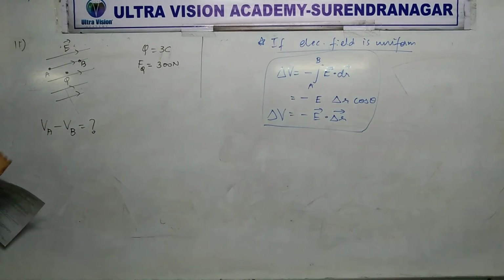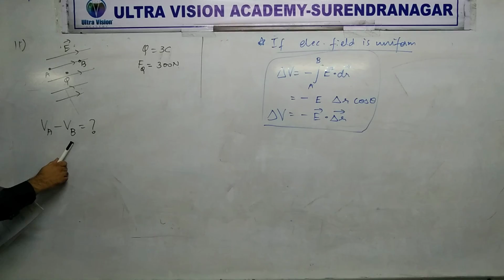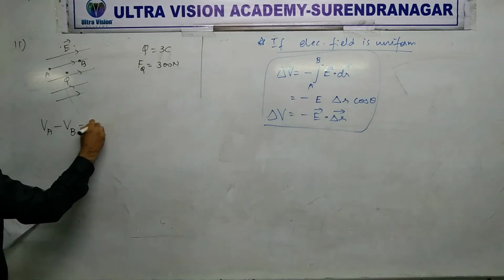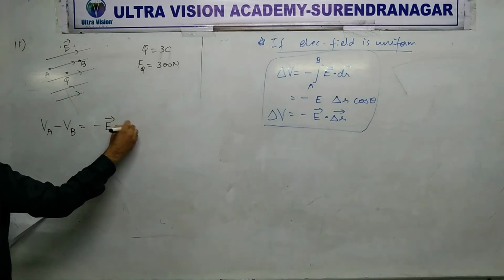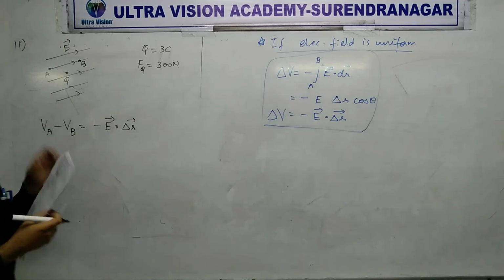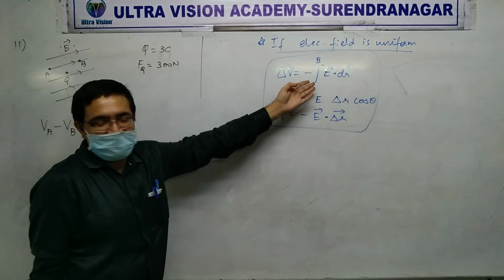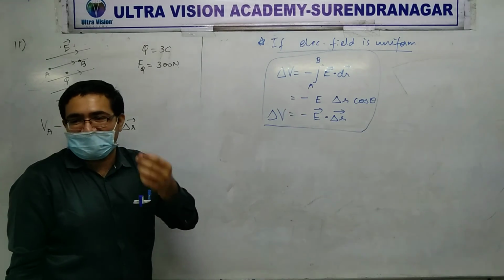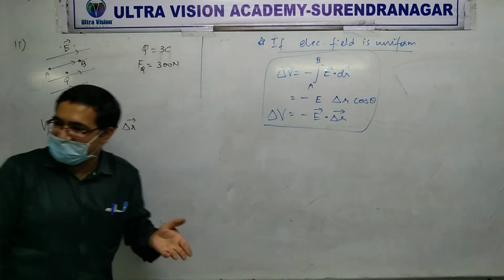Which point is final? Which point is initial? Look at this. Final minus initial. Which point is final? A is final. B is initial. Is that okay? Okay, for uniform field, we do it this way. Suppose you don't remember this, then in the integration, E has to be taken outside, you know that. If electric field is constant, put it outside.